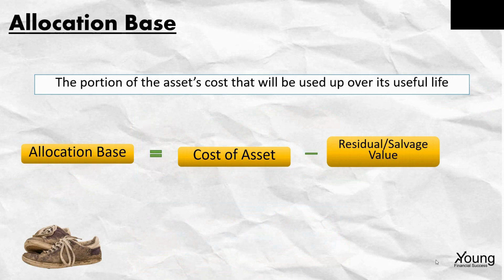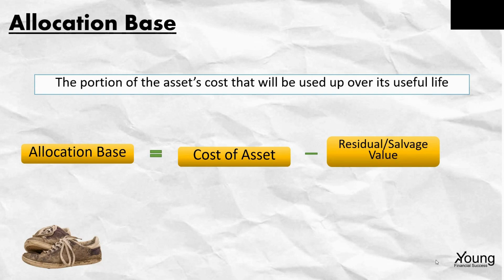All right, then we have the allocation base. So the portion of the asset's cost that will be used up over its useful life. So we have the cost of the asset minus the residual or salvage value. Residual and salvage mean the same thing here in accounting. That means what we expect it to be used for, or what we expect it to be worth at the end when we're done using it. So that tells us how much we need to depreciate over the asset's service life.